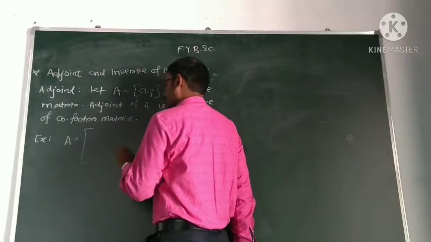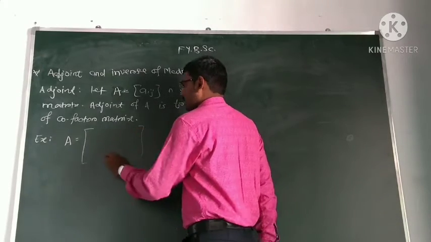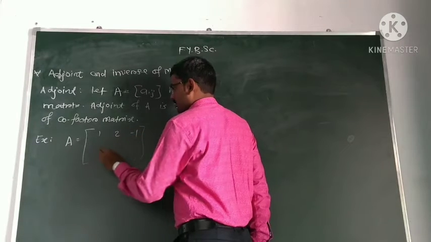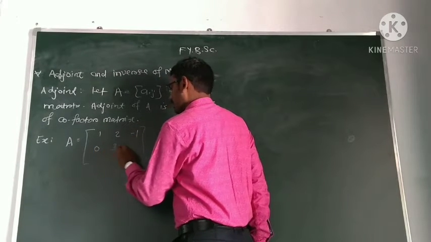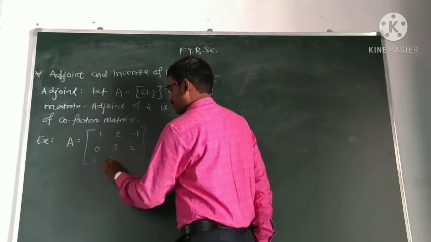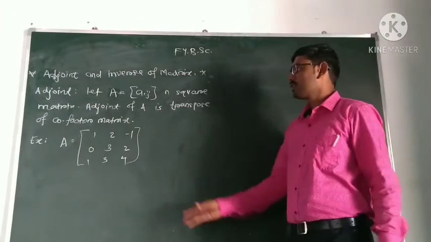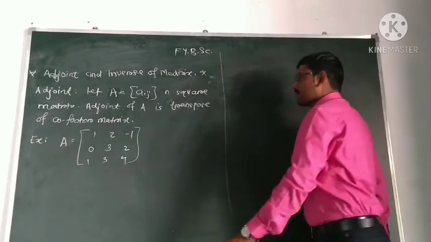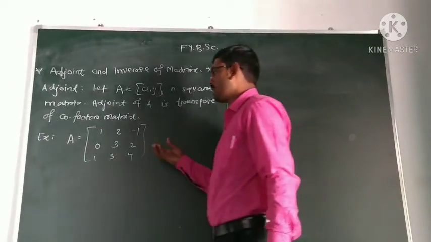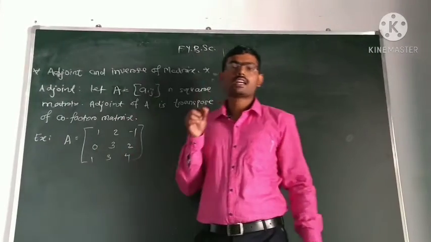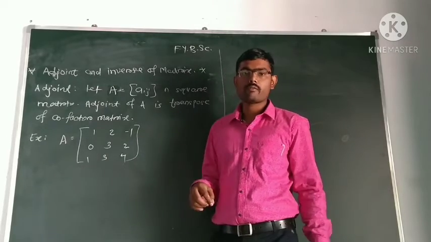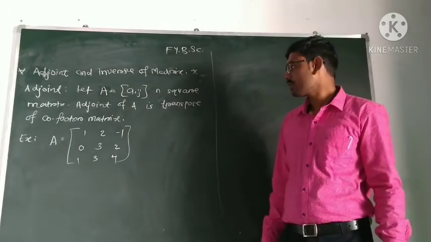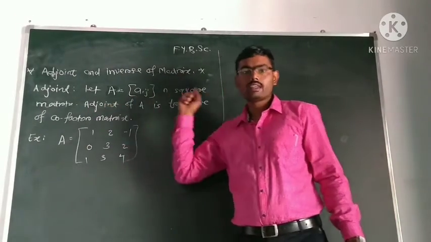Find the adjoint of the matrix A. We will take any 3 by 3 matrix. So 1, 2, minus 1, 0, 3, 2, 1, 3, 4. Okay, so we have to find the adjoint of this matrix. Now to find the adjoint, what we have to do? We have to find the cofactor of each element of the matrix, and then we have to take the transpose. So first we will find the cofactor of each element.